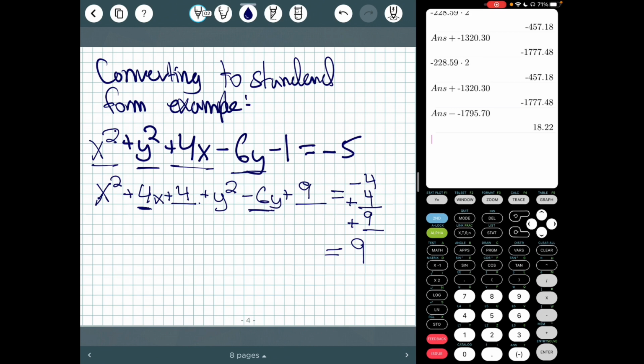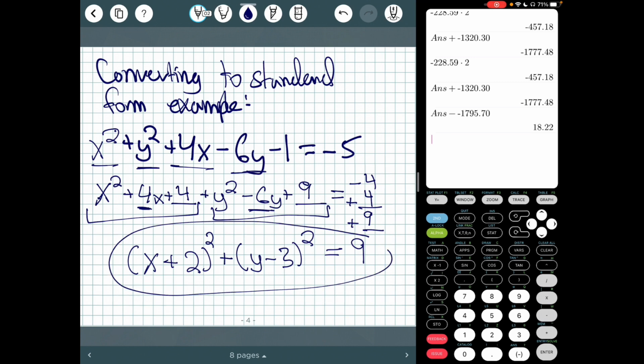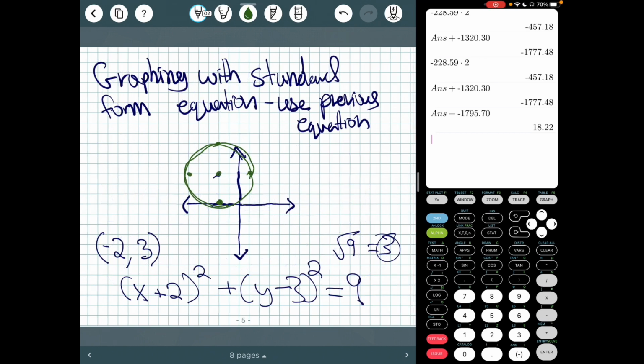So this would factor out to be x plus 4 squared with the plus sign, and then this will be factored out to be y minus, remember there's a minus sign there, and then 3 squared. And now this is our equation for a circle in standard form.